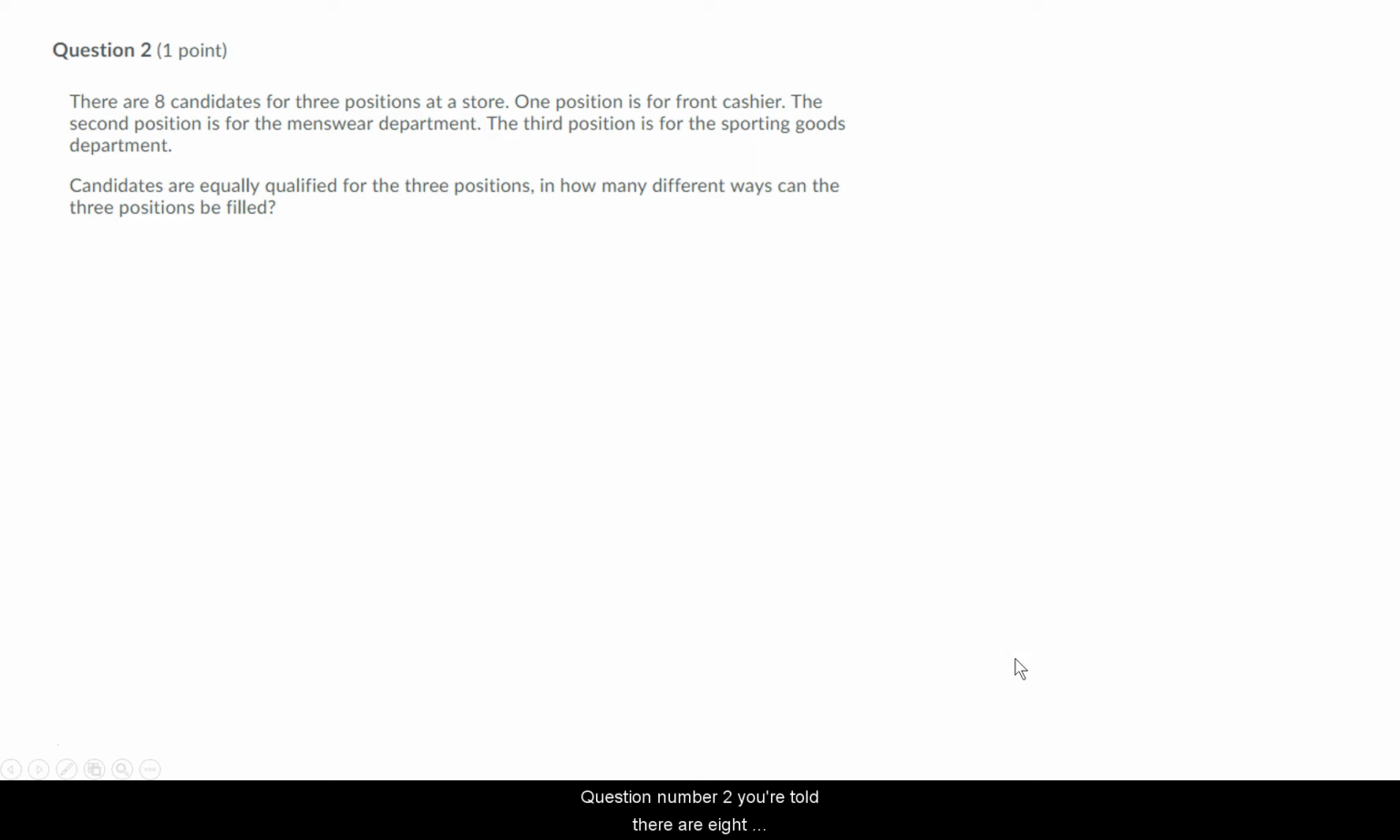For question number two, you're told there are 8 candidates for 3 positions at a store. One position is for front cashier, the second position is for the menswear department, and the third position is for the sporting goods department. Candidates are equally qualified for the 3 positions, and how many different ways can the 3 positions be filled? So basically, you have 8 candidates that can take any one of these 3 positions. Everyone has an equal chance of being selected for any one of these positions.